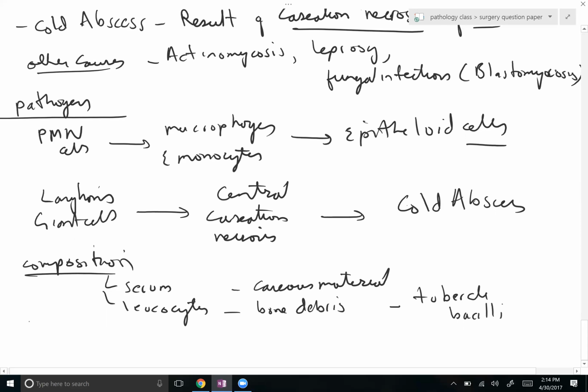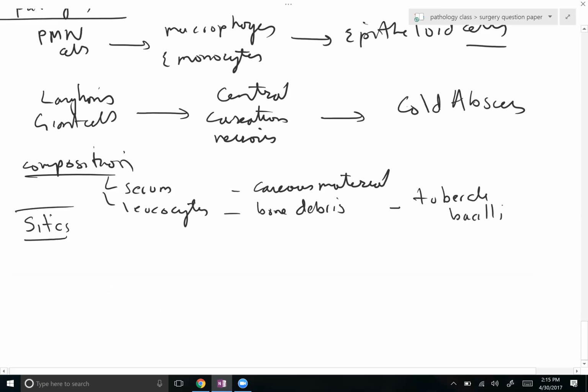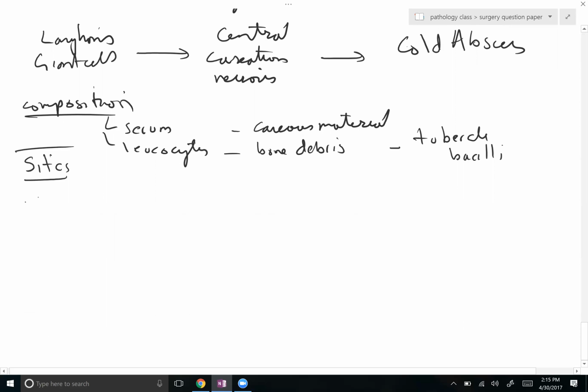Okay. Now the sites where it is seen. The sites where the cold abscess is seen, most commonly it is present at the and axilla.